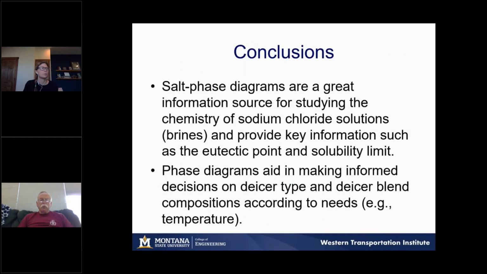So moving into the conclusions for this project, I think one of the great outcomes is that we found that salt phase diagrams are great information sources for studying the chemistry of salt brine or sodium chloride solutions, and they can provide key information on the eutectic points and solubility limits. Phase diagrams can be used in making informed decisions about deicer types and blends that need to be used in the field, but specific phase diagrams would need to be created for each of those specific deicer types and blends.